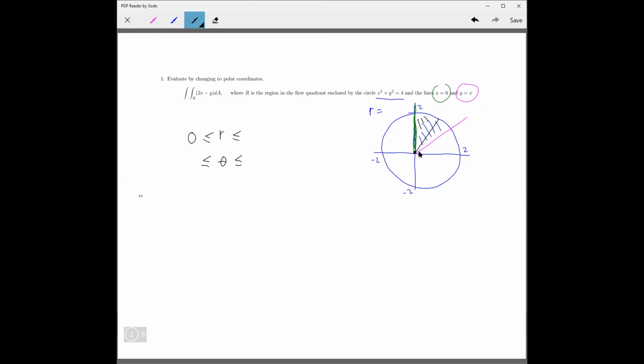That's just going to be 0. And as you go up here, what's the value of r over here? That's going to be 2. Okay, and then theta, what's this angle here? If that's y equals x, what's this angle?